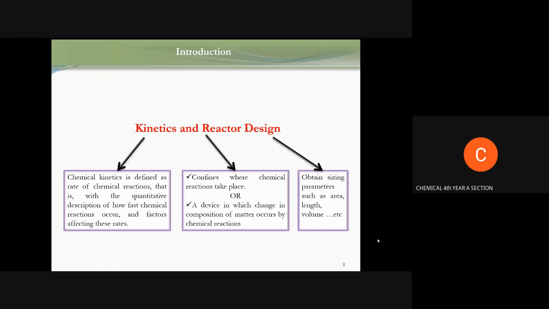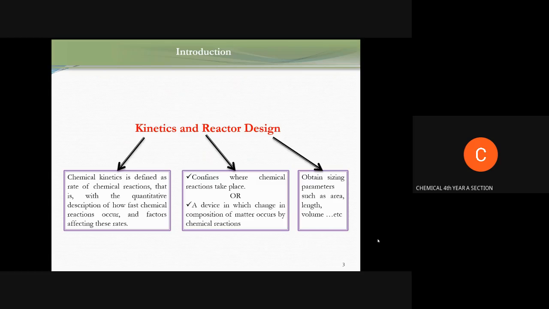The next one is the semi-batch reactor. Wait, before that you have to know about the batch reactors. Batch reactor means the same process: we give the feed to the reactor and the product comes to the exit point. Okay, the simple phenomenon.